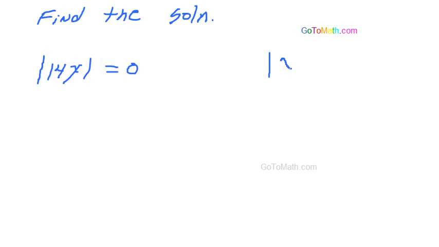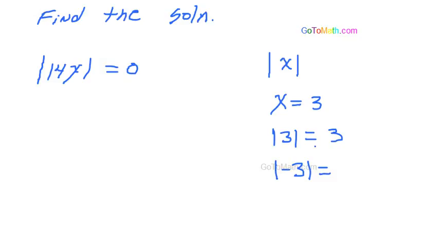So let's say we have the absolute value of x, and x happened to be 3. Well, if we took the absolute value of 3, what do we get back? We just get back 3. Okay, see that? But what if we had the absolute value of negative 3? What the absolute value does, it just makes whatever's in here positive. So if the number was initially positive, it doesn't do anything to it. But if the number is negative, it makes it positive.